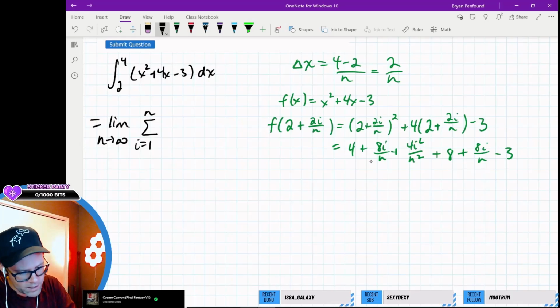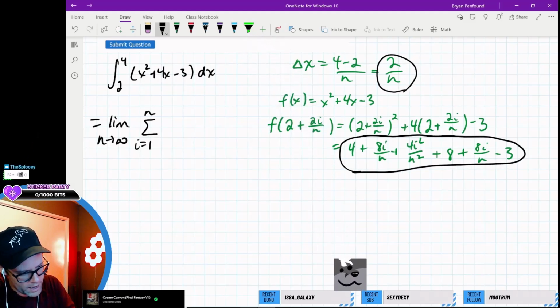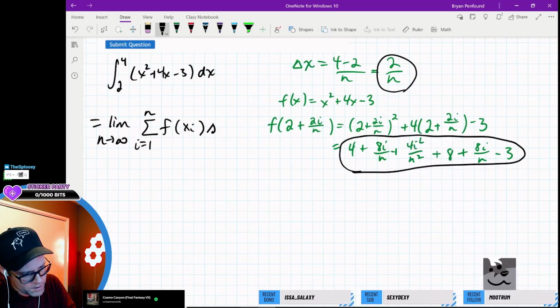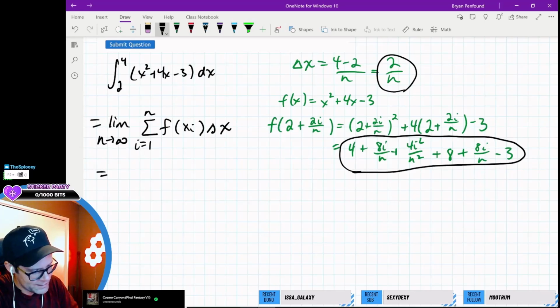But yeah, so we need to take our f at xi and multiply it by delta x. All right, so we need our f at xi times delta x. That's what our limit looks like. Yeah, i squared equals negative 1. I love it. That's my favorite relationship.